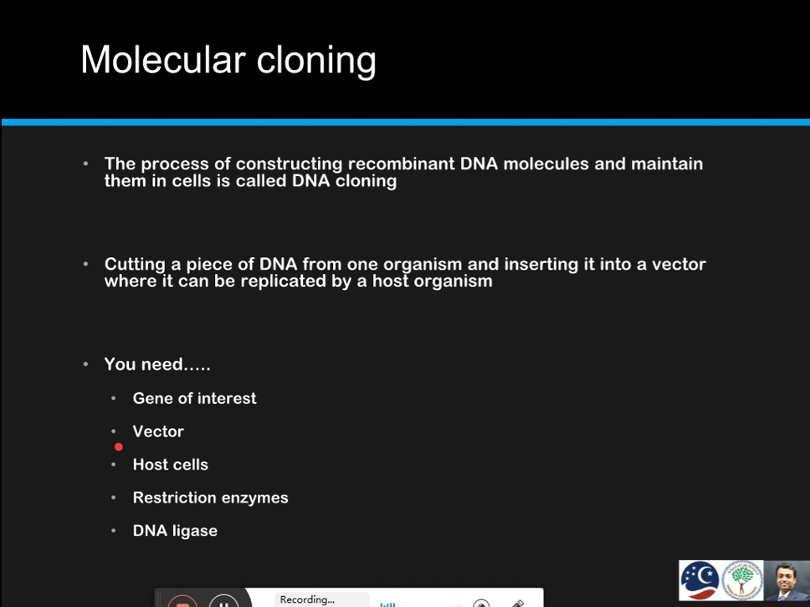The significance of the vector DNA is that it helps our target DNA to be maintained in the bacterial cell. Not only that, when the host bacteria divides, it also makes copies of the recombinant DNA. You must have noticed that I have also mentioned two more requisites, restriction enzymes and DNA ligase. We'll now see their role.